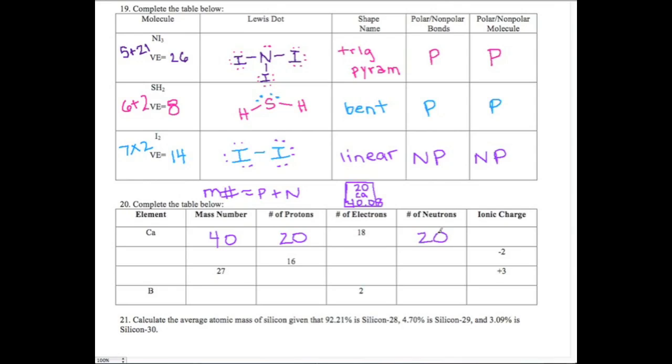Awesome. Okay. If I have 20 protons and 18 electrons, what that tells me is I have 2 more protons than electrons, which means my ionic charge is going to be 2 plus. Okay, let's keep going. If I have 16 protons, I first have to find what element that is, and what I find is that it's sulfur.